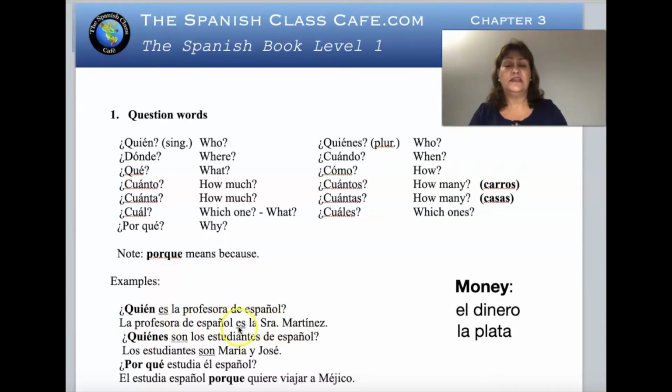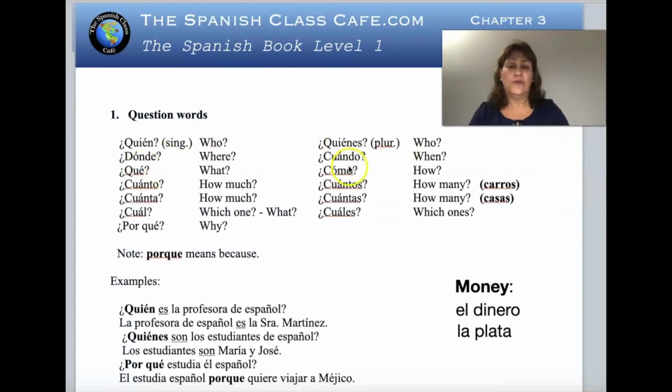Now notice again the verb is singular, the verb ser. And why are we using ser instead of estar? You remember what I taught you in lessons before. You will choose ser because it's talking about profession. And los estudiantes son María y José. Again, the verb is in the plural and is the verb ser. That's when we use quién and quiénes, depending on if it's singular or plural.